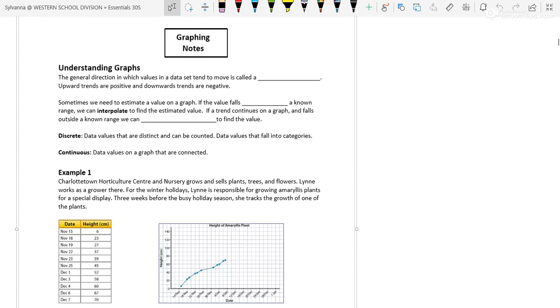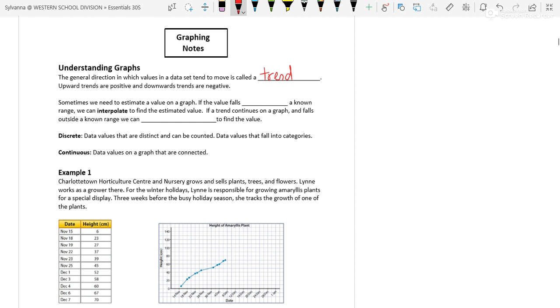We're starting our new unit on graphing. We're going to look at different types of graphs and how to analyze them and create them. So the first thing we need to do is understand our graphs and how to read them. The first thing is we tend to look for a trend in our graphs, meaning a general direction for where our data set is tending towards. And this information can help us estimate the values in our graph.